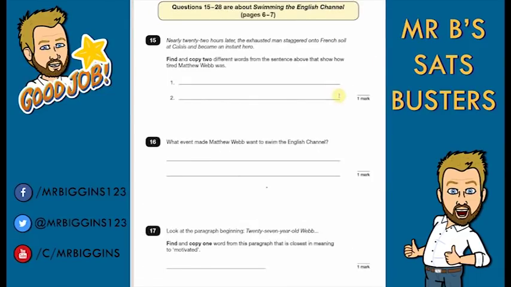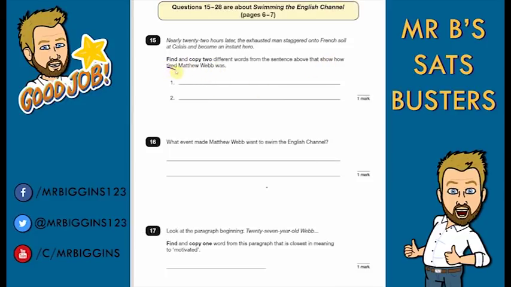So questions 15 to 28 are about our next piece of reading, which is Swimming the English Channel, which is on pages 6 and 7. And this is our first factual piece of writing. Question 15 says, nearly 22 hours later, the exhausted man staggered onto French soil on Calais and became an instant hero. We have to find and copy two different words from the sentence above that show how tired Matthew Webb was.